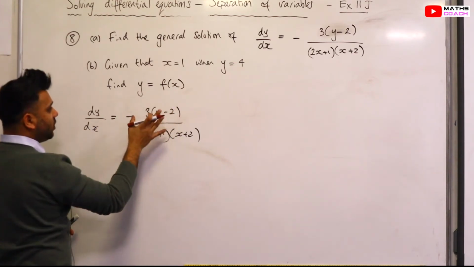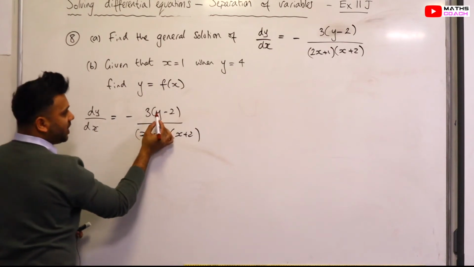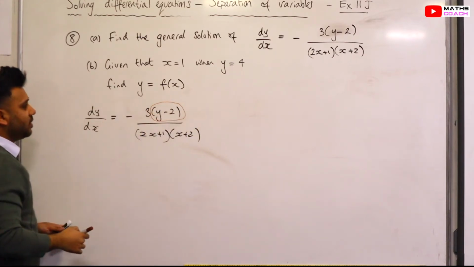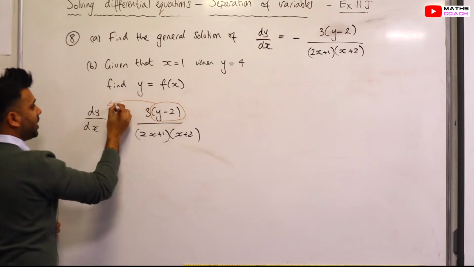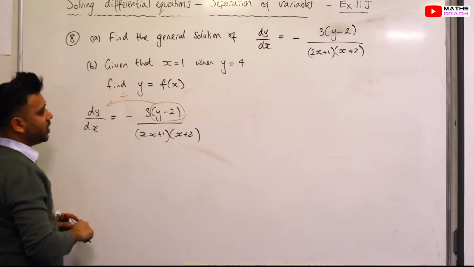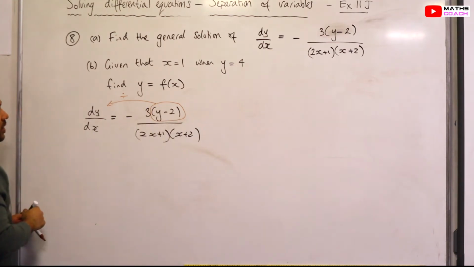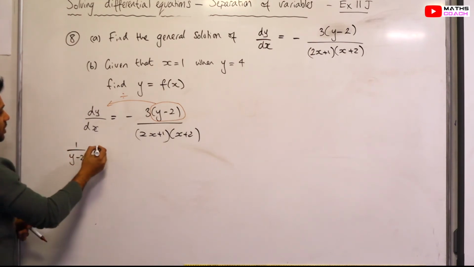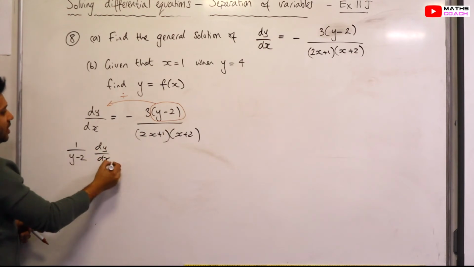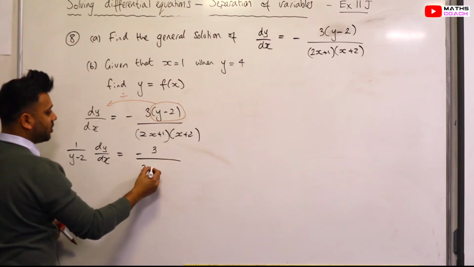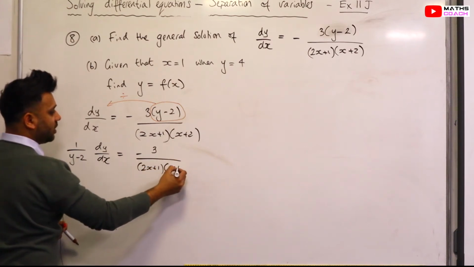We have to move the y's across to the left hand side. Now the y is inside the bracket y minus 2. So in order to move that y, we have to move the whole bracket to the left hand side. And if you do that, we have to divide on the left hand side, because on the right hand side is on the numerator of a fraction. So when you divide by the bracket y minus 2, we will have 1 over y minus 2 dy by dx equals minus 3 over 2x plus 1 multiplied by x plus 2.